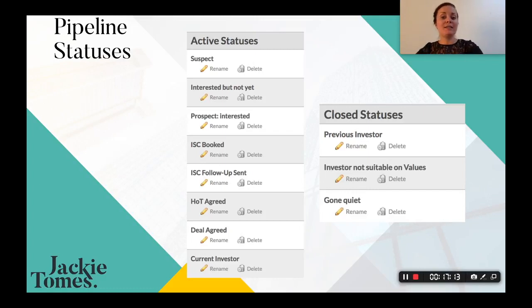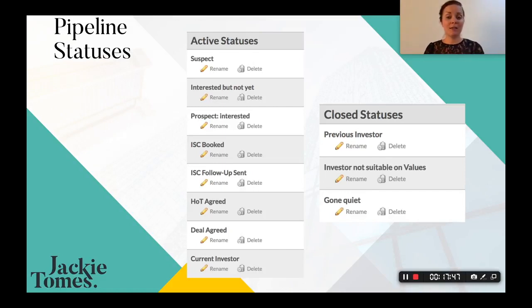So ISC booked. Now the reason that's a different status to the interested one is because the process from someone being interested to being booked in for a consultation doesn't have to be managed by you. So that's something that you can pass on. So in our case, that gets passed on to another member of the team who manages the diary to make that happen. And when they've found a date, then that contact, that person would be moved into the next status, which is ISC booked.